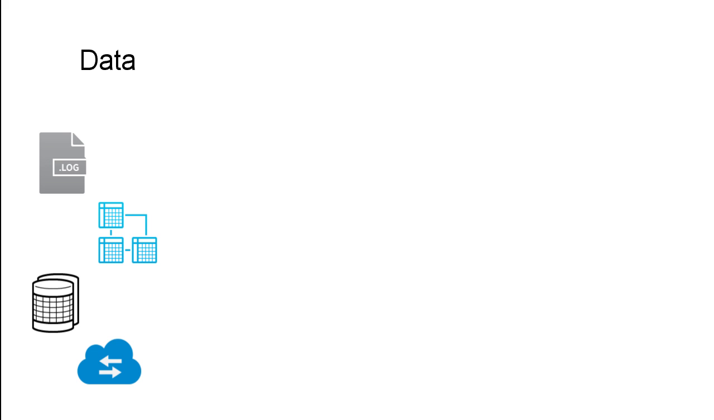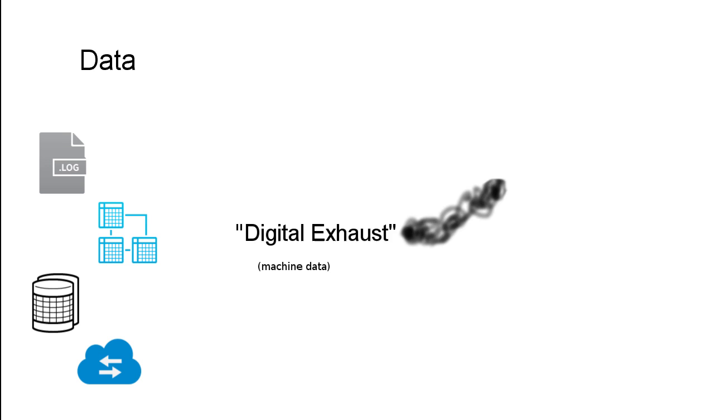You start with data on one end, usually in the form of logs, CSVs, databases, API calls. Splunk likes to call it digital exhaust. It's basically any machine data that leaves a trail, and it doesn't even have to leave a trail.